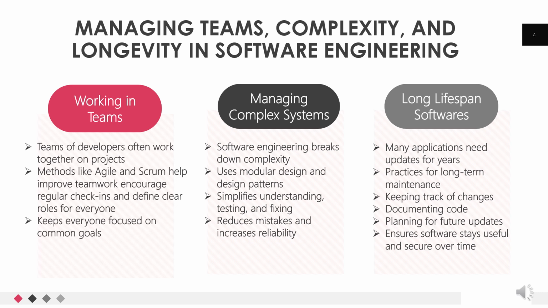Next is managing complex software systems. Software engineering helps manage complexity by using modular design and design patterns. This approach makes it easier to understand, test, and fix software. By breaking the software into smaller parts, it reduces errors and enhances reliability, ensuring a smoother development process.